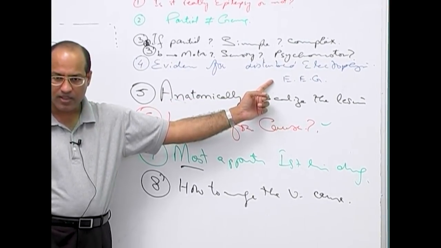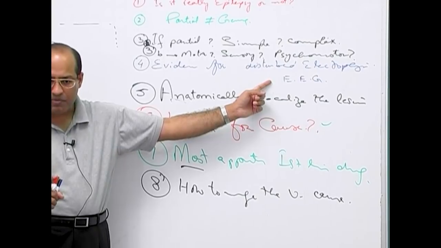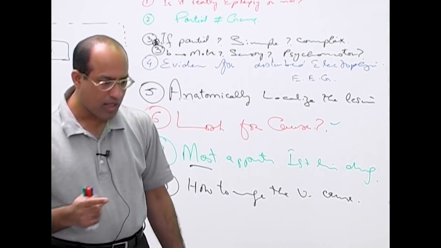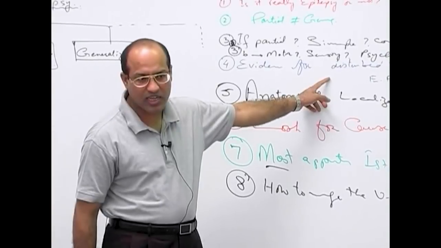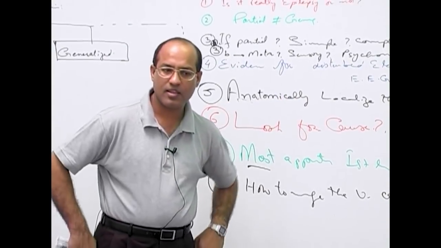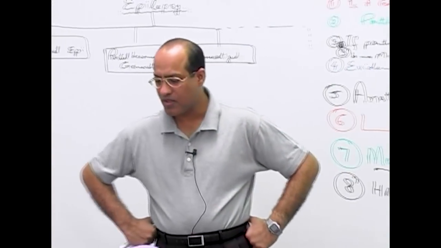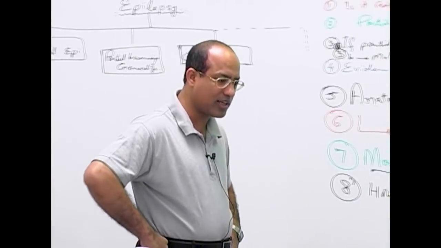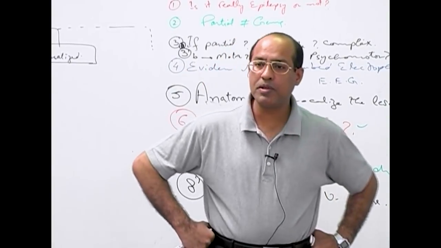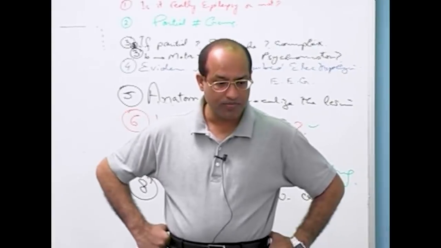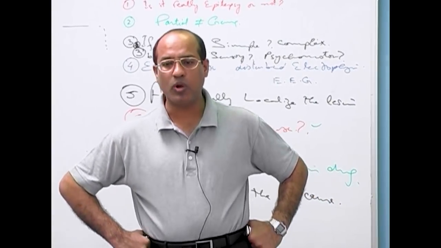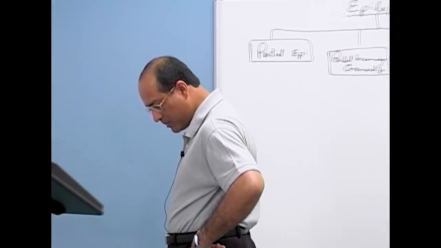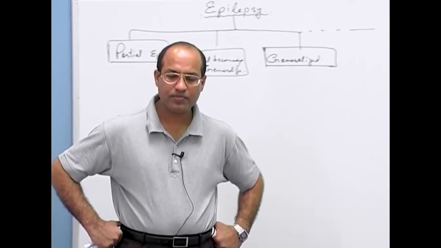I told you about EEG, that during the attack, the EEG should be abnormal. If during a full-blown attack the EEG is normal, it may be pseudo. But in between the attacks, is the EEG normal or abnormal? It may or may not be. Remember one thing: in between the 2 attacks, we call it the interictal phase. The EEG may be absolutely normal. So a normal EEG in between the attacks does not rule out epilepsy.